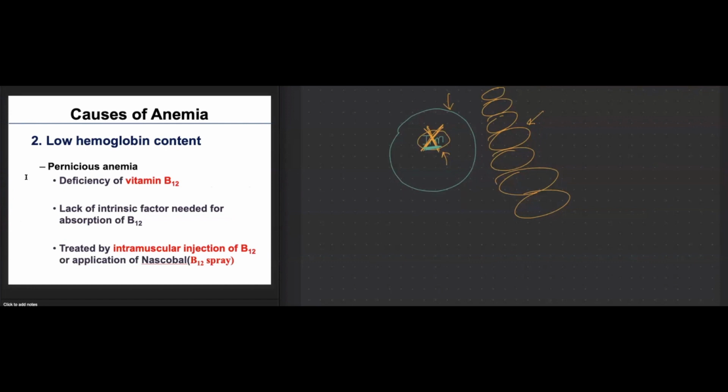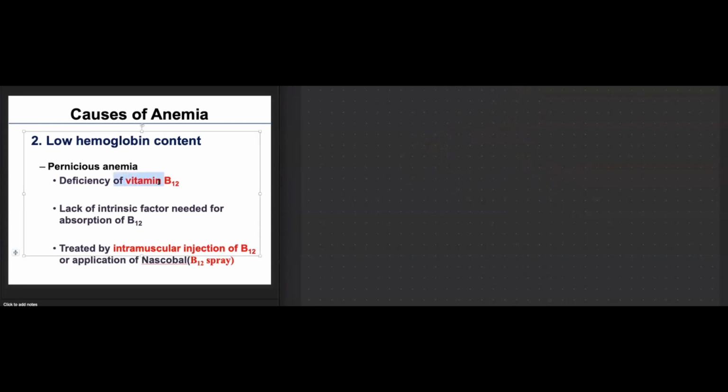Also, another problem that might cause low hemoglobin content would be in case of pernicious anemia. And in pernicious anemia, my problem here is in the presence of vitamin B12. Vitamin B12 deficiency is going to be causing a major problem in the DNA formation and the RNA formation.